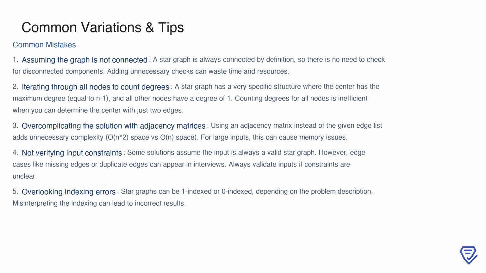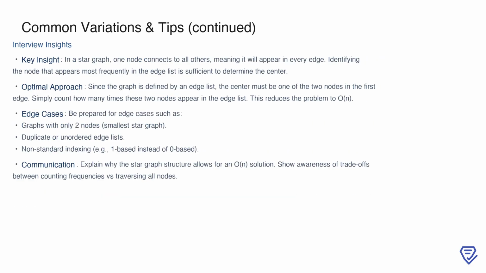Some graphs use 1-based indexing while others use 0-based, so it's critical to pay attention to the problem description to avoid incorrect results. Now, let's consider some insights that are particularly useful for interviews. The key idea here is that in a star graph, the center node connects to all other nodes, meaning it will appear in every edge. This gives us a simple way to determine the center: identify the node that appears most frequently in the edge list. An optimal approach leverages this property by focusing on just the first 2 nodes in the first edge.